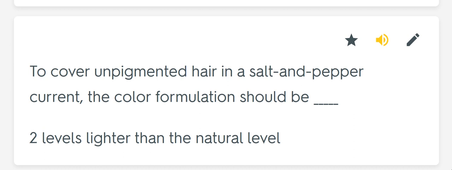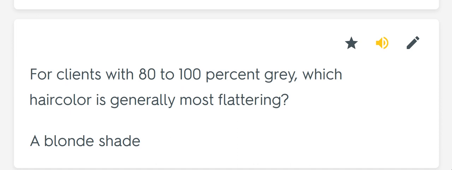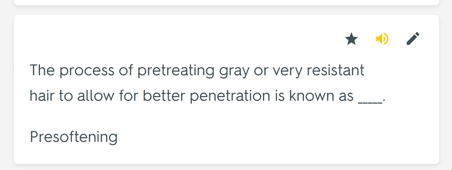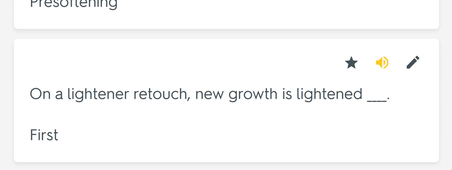To cover unpigmented hair in a salt and pepper pattern, the color formulation should be 2 levels lighter than the natural level. For clients with 80 to 100% gray, which hair color is generally most flattering? A blonde shade. The process of pre-treating gray or very resistant hair to allow for better penetration is known as pre-softening. On a lightener retouch, new growth is lightened first.